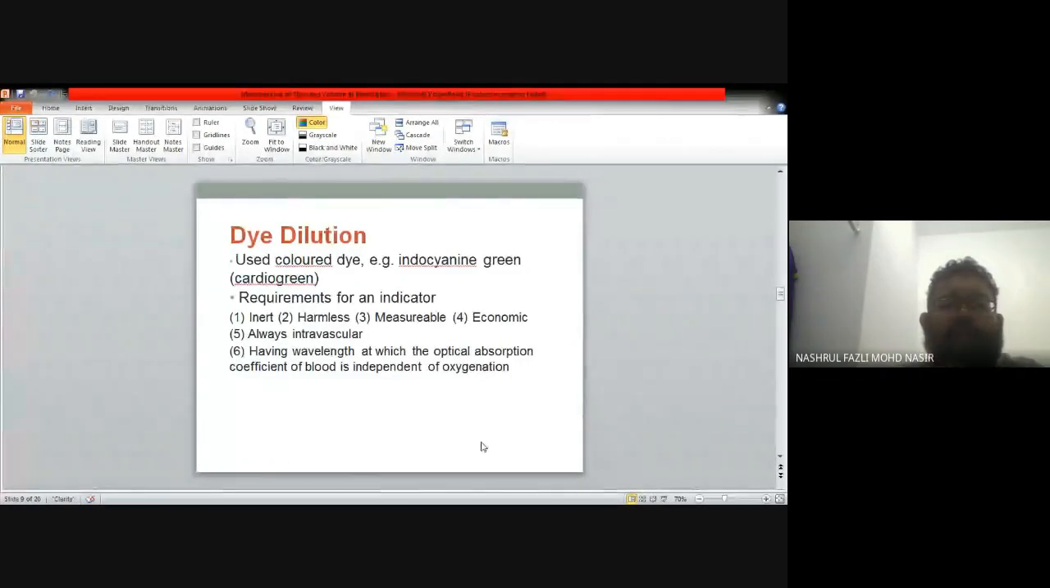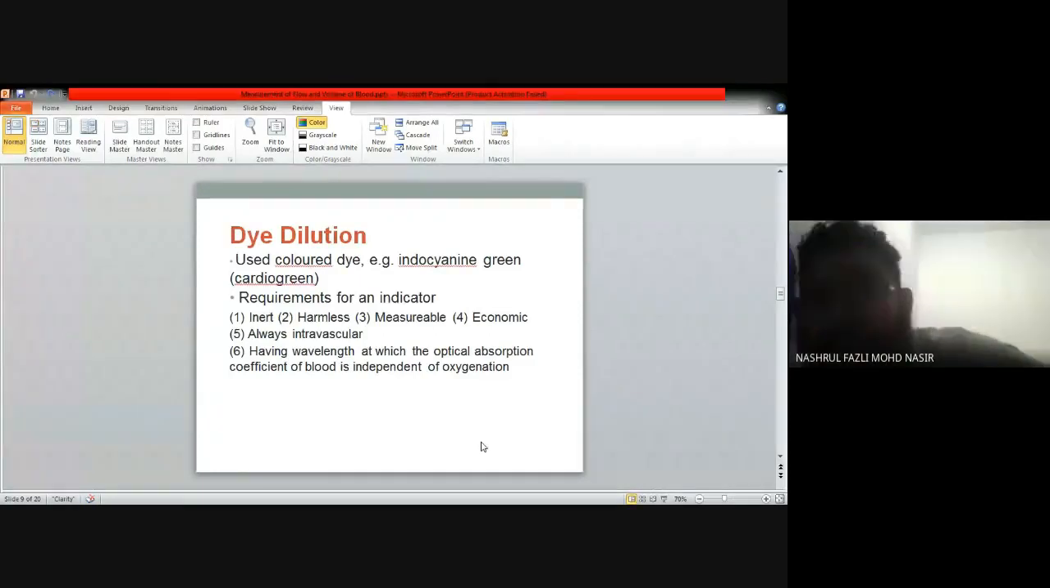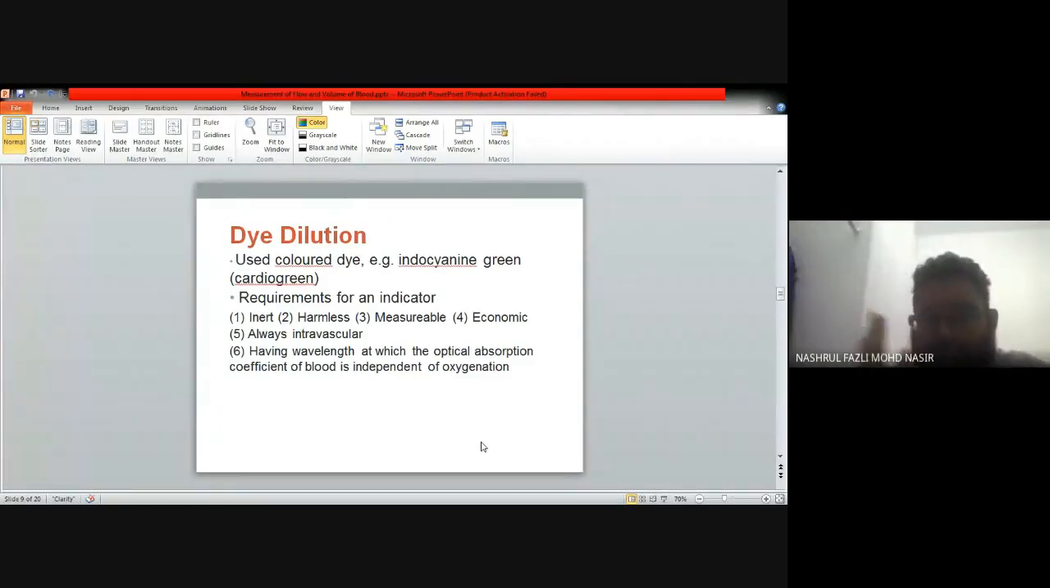I'll make the reading fast for you, because we try to finish by 4:30 or slightly 4:35. So, the dye. What are the materials? I know I'm a biomaterial person, so when I look at this my eyes brighten a bit. In dye dilution, the dye is usually colored. What type of material are you going to use? This is indocyanine green, cardio green. Maybe it is easy for us to see the color. This is the indicator.